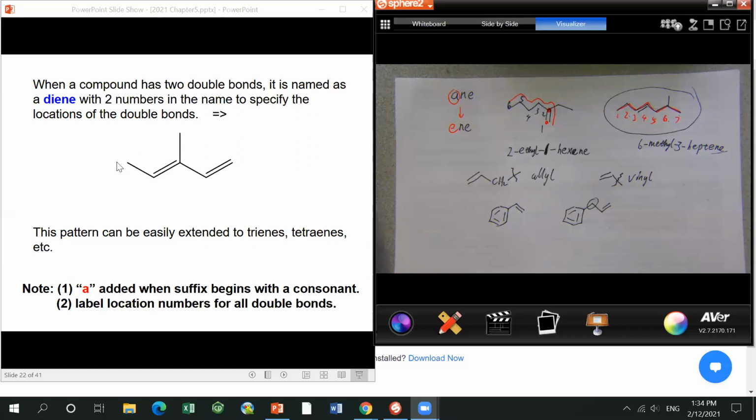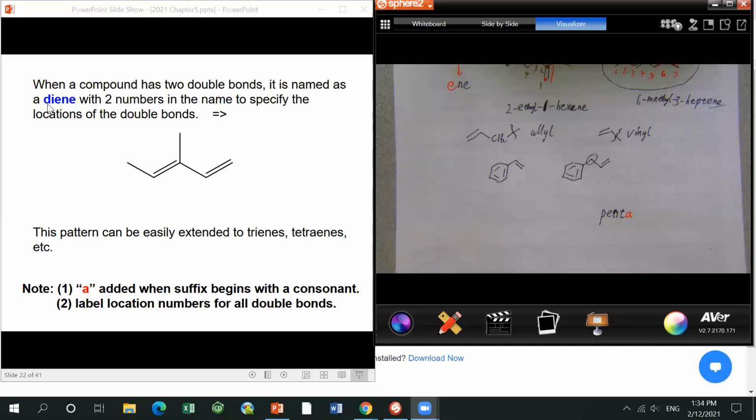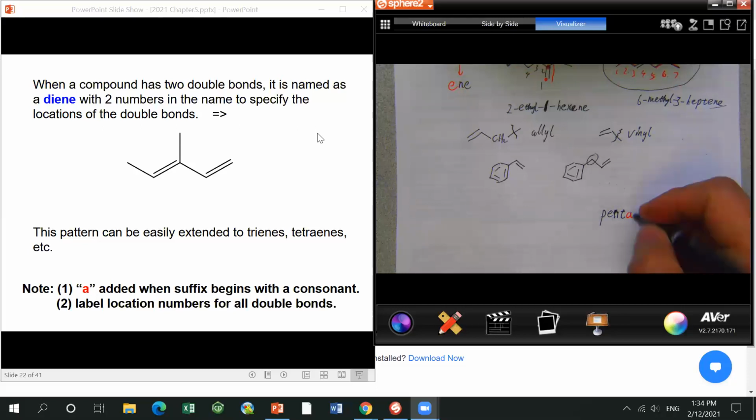Right, and then once you name it, this one should be a 5 carbon chain, penta. You need to add an A between the root name and the suffix name. The root is pent, and the suffix name is diene. The reason is that it's easier to pronounce. If you don't have this A, it's just pentdiene, and pentadiene is easier to pronounce.